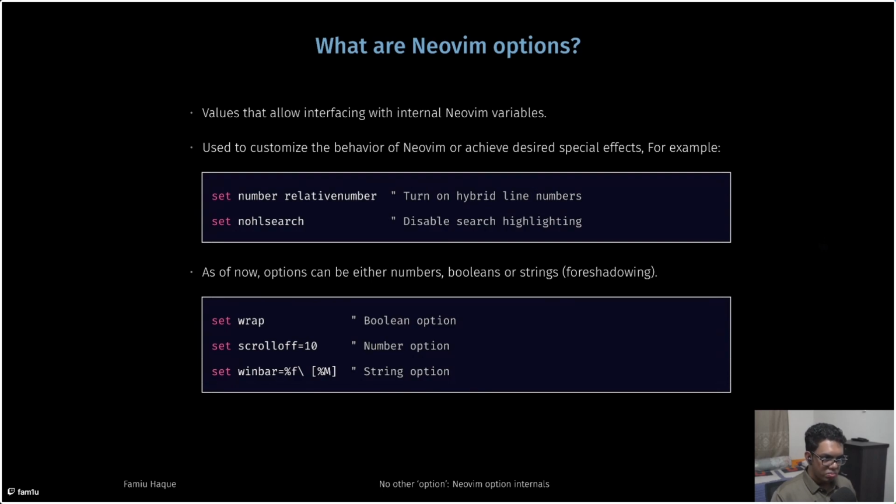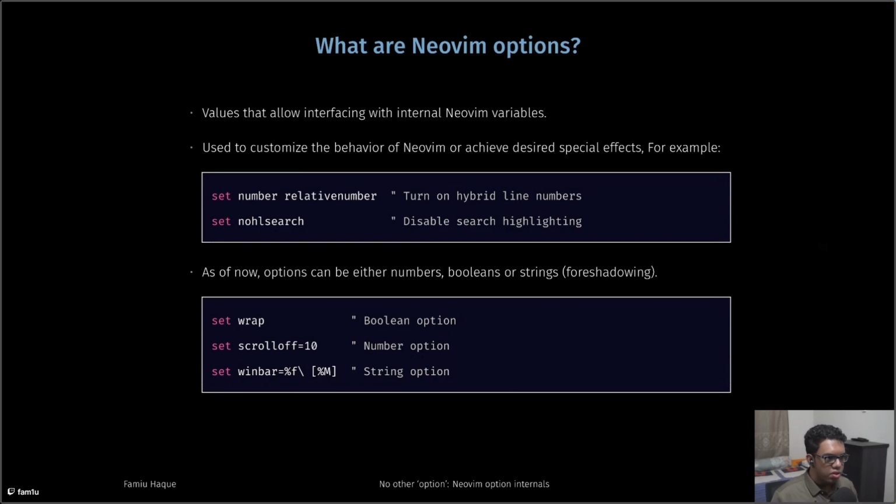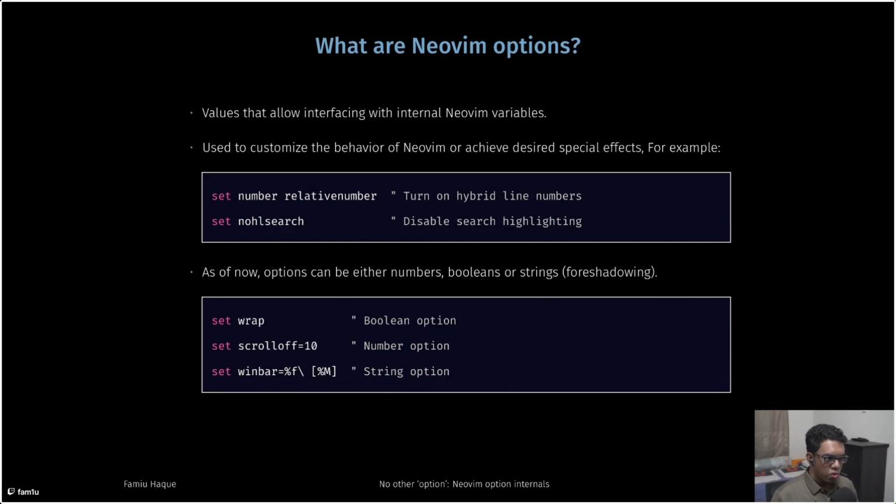And that's basically what options are. They're used to customize the behavior of Neovim or achieve desired special effects. For example, we have this example here, set number, relative number. This turns on hybrid line numbers. And then we have set no HL search to disable search highlighting. So it basically allows you to modify how Neovim behaves.